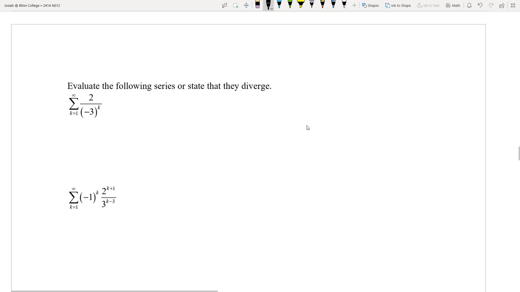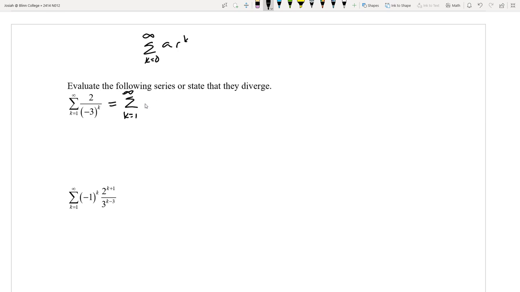All right, evaluate again or state that it diverges. A geometric series will always be able to evaluate if it converges. So we'll take a look at this and see that it does not look like the proper form, that proper form being k equals 0 to infinity of ar to the k. So what we're going to have to do is modify this so that it does look like the proper form. So we'll need to manipulate the summand here.